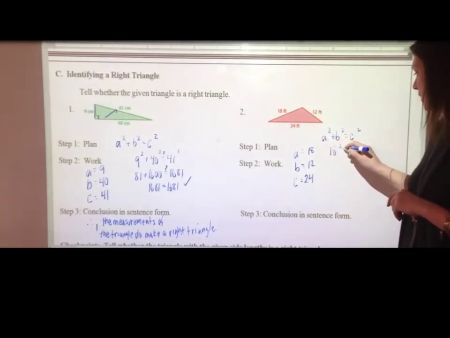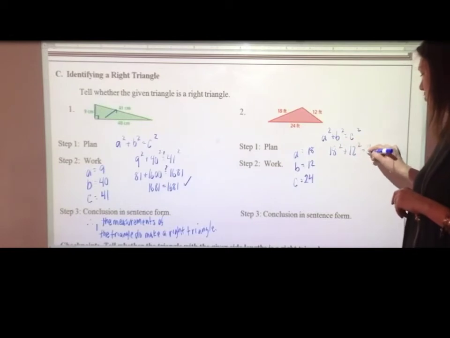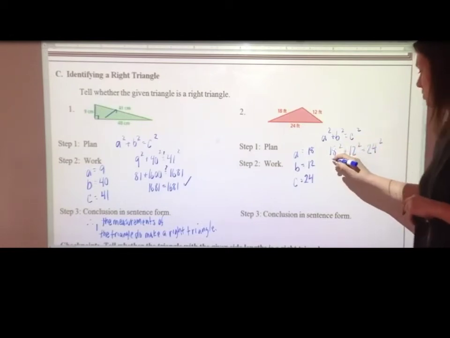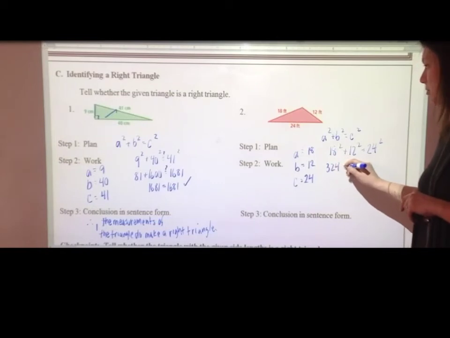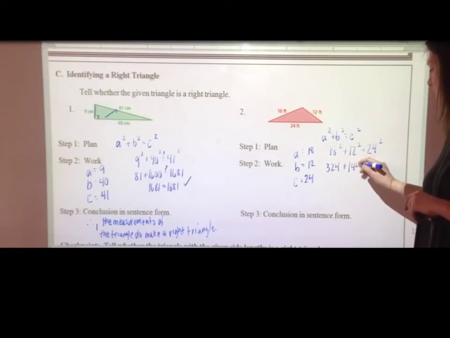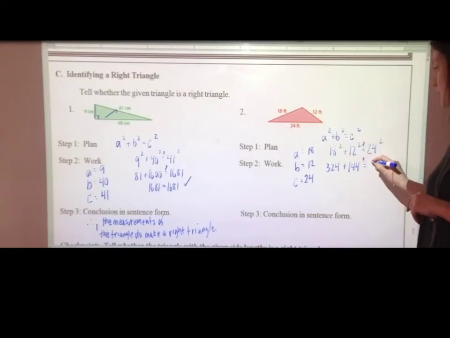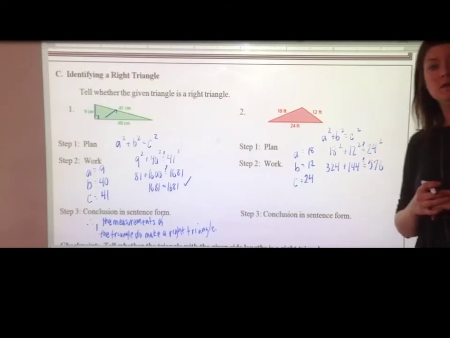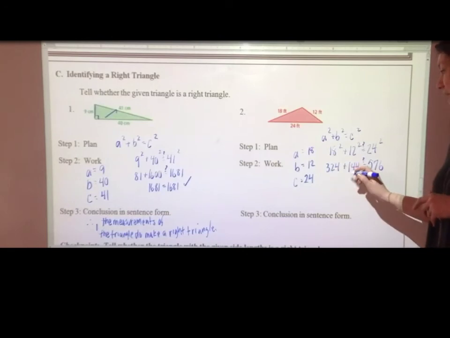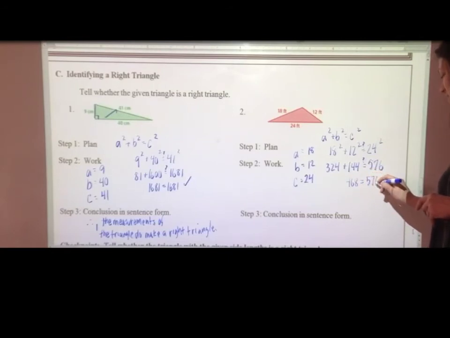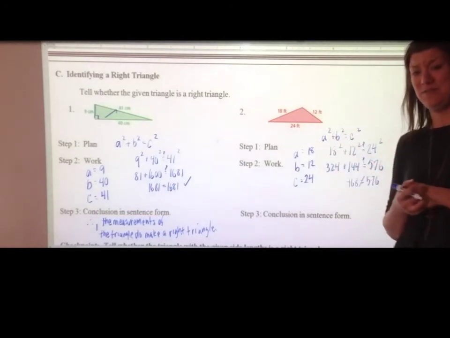So now I'm going to substitute. I get 18 squared plus 12 squared equals 24 squared. 18 squared is 324 plus 12 squared, 144, is equal to, I forgot it in there, that's where we're questioning it, is equal to 24 squared, which is 576. So now let's add the left side. So if we add these 2 together, we get, what do we get? 468 is equal to 576. No, it's not. Slash. 468 is not equal to 576.